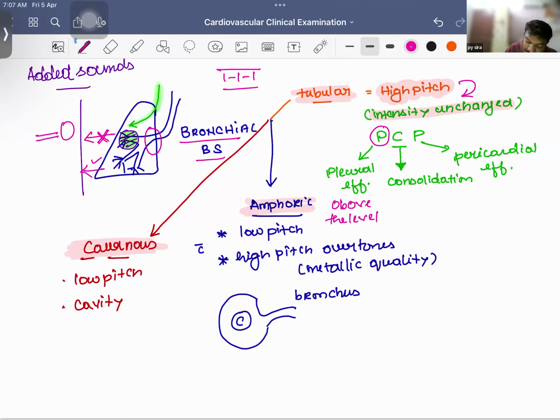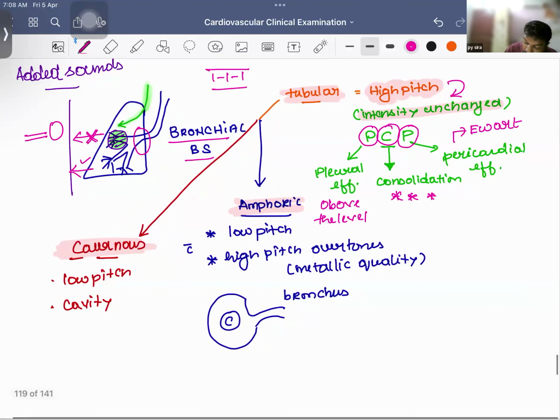Then next is consolidation. Very important thing. Then massive pericardial effusion, and there will be some kind of mediastinal shift, and this is called Ewart sign. But the most important thing in the exam is consolidation.